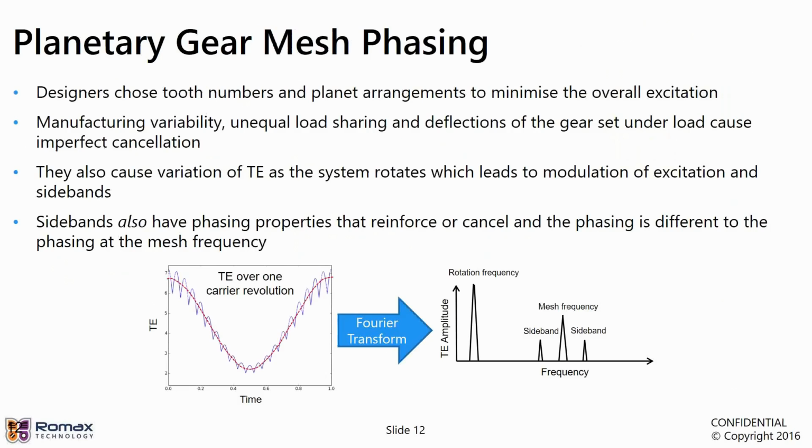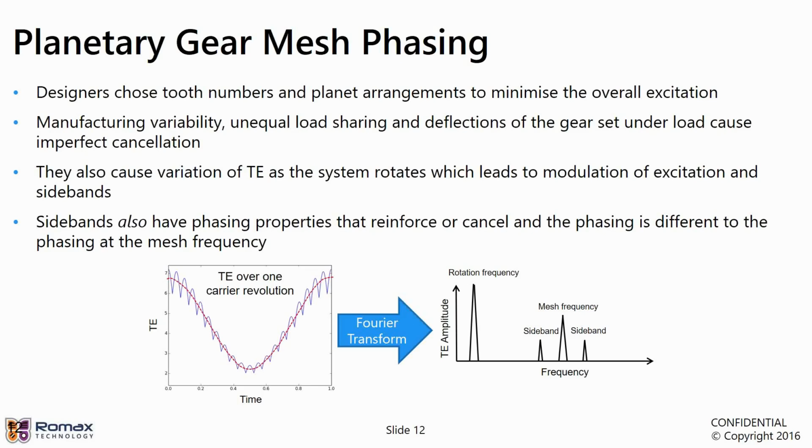In terms of this mesh phasing, obviously the aim of the designer is to choose tooth numbers and planet arrangements that minimize the overall excitation, whatever that may be, whether it's the torsional or the radial. But because the world is imperfect, we never get perfect cancellation. All the variabilities of manufacturing and assembly and so on, unequal load sharing between the planets, deflections of the gear set under load, etc., all lead to imperfect cancellation. So you never get as good as the ideal scenario, if you like.